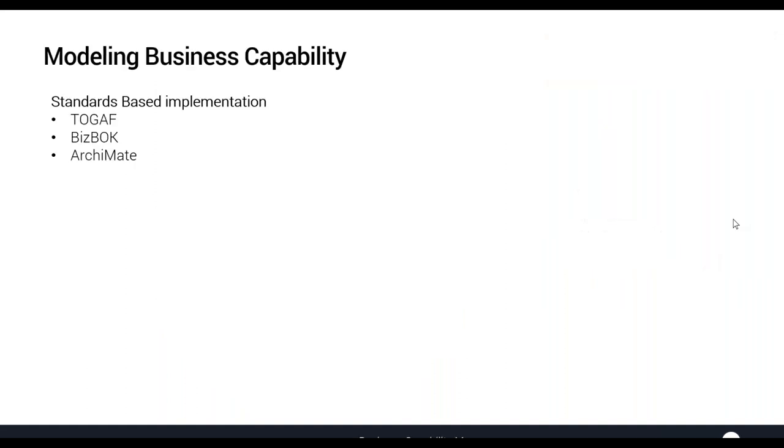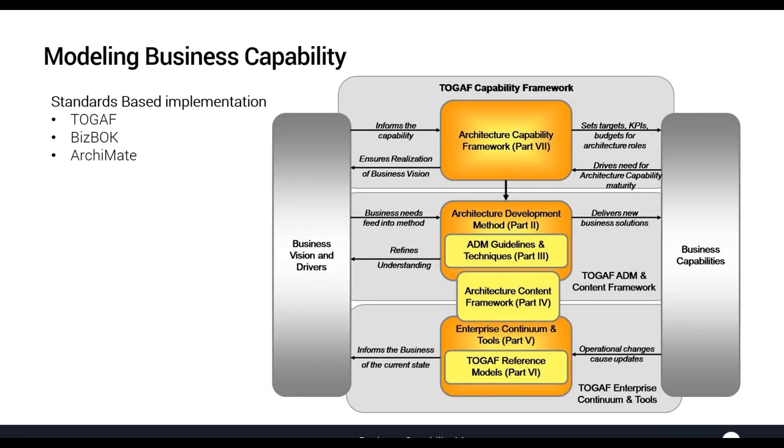So in terms of how to model business capability, as I said, Sparx EA is one of the tools that has very strong support for almost all the Open Group standards, including TOGAF, BIZBOK, and ArchiMate. And as you all know, each of these standards has a significant emphasis on capability. So capabilities become the crux of almost all these frameworks.